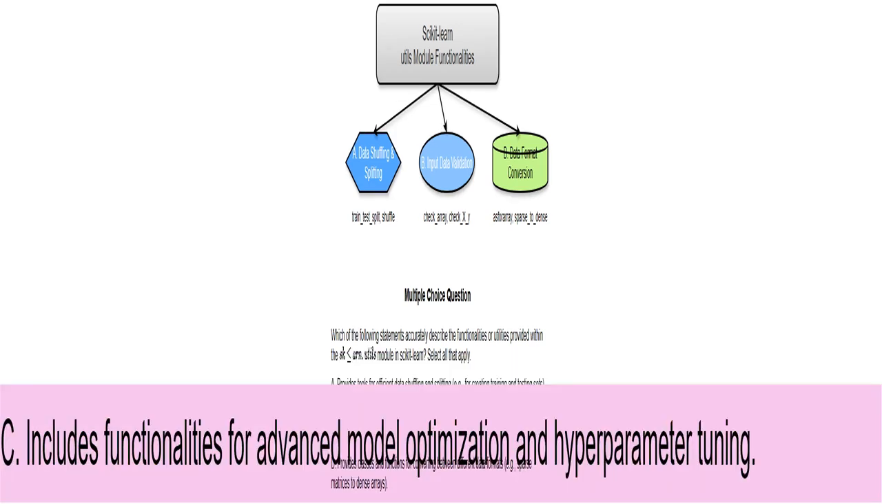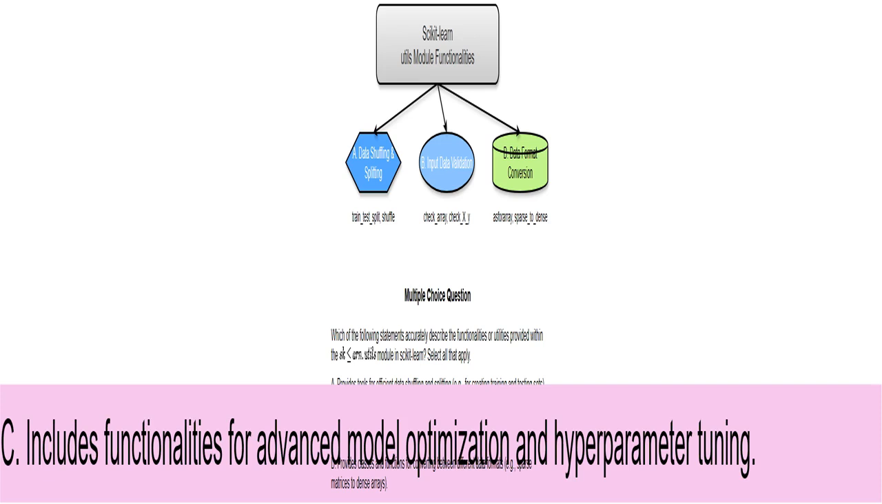Does it? This option asks if Sklearn utils handles advanced model optimization and hyperparameter tuning. This is a higher-level task, usually handled by other scikit-learn modules. We need to determine if this is something that Sklearn utils is designed to do, or if it's the role of a different module.